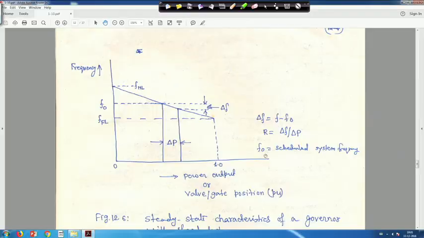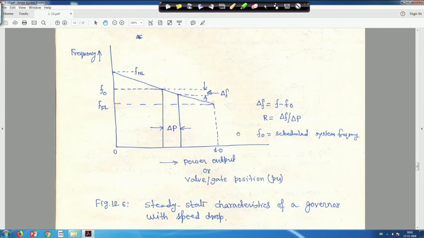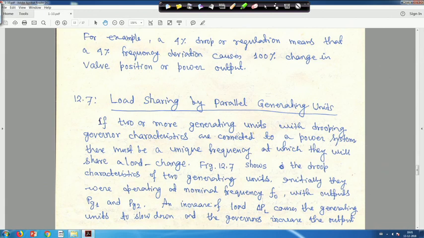Okay. In the previous lecture, we have seen the frequency versus power output, or valve or gate position. This we have explained in the previous class. Now, load sharing by parallel generating units. That was for a single generator.